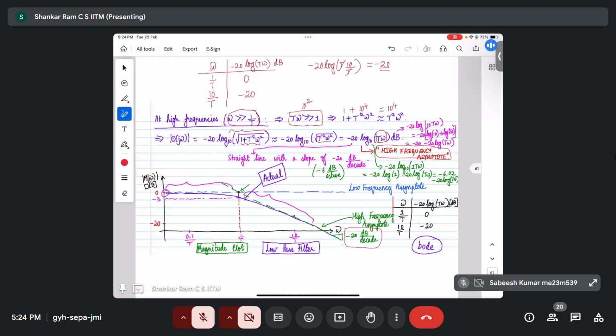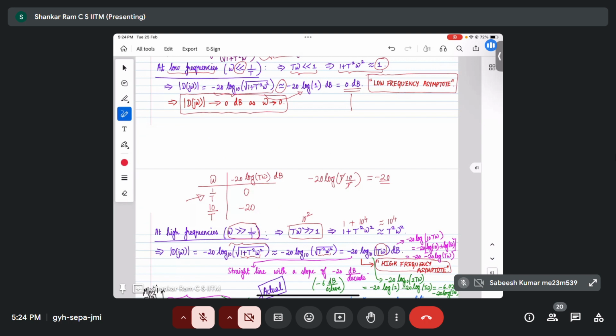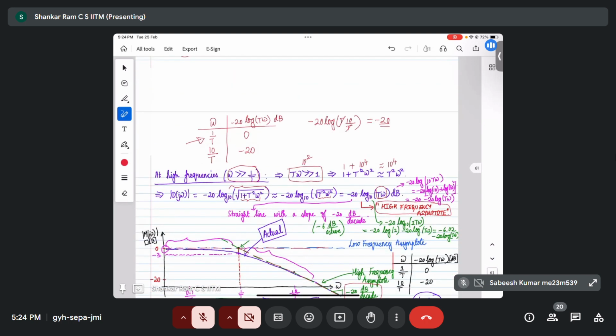Okay. So if we want to draw the asymptotic value of the magnitude plot of the factor 1 by Ts plus 1, we draw the low frequency asymptote, which is the 0 decibel line, and the high frequency asymptote, which essentially intersects the low frequency asymptote at 1 by capital T. Why do you think it intersects the low frequency asymptote at 1 by capital T? What is the low frequency asymptote? It is 0 decibel. When does the high frequency asymptote become 0? At ω equals 1 by capital T.